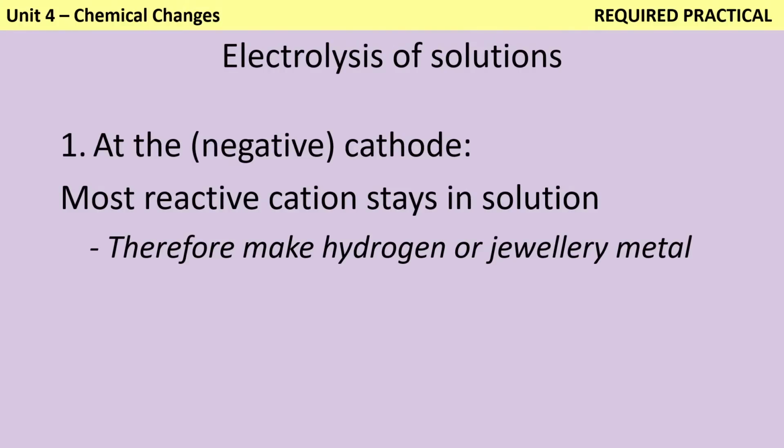Now, I find that jewellery metals is a really good way to think of what they are, but it's not something you can say in the exam. So what you would be saying in the exam if they were asking you, say, why is copper produced? You would be saying copper is less reactive than hydrogen. Or if they were asking you why potassium is not produced, it's because potassium is more reactive than hydrogen. But just as a way to remember it, jewellery metals works quite nicely for me.